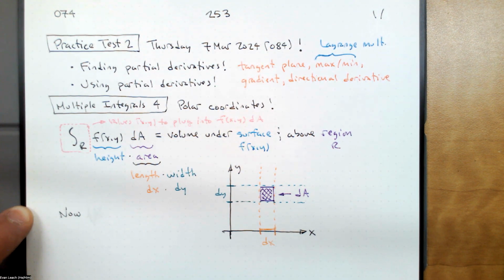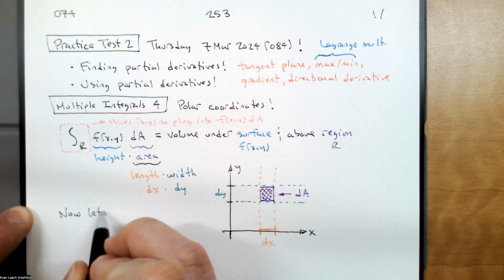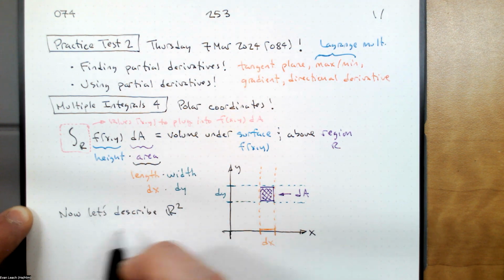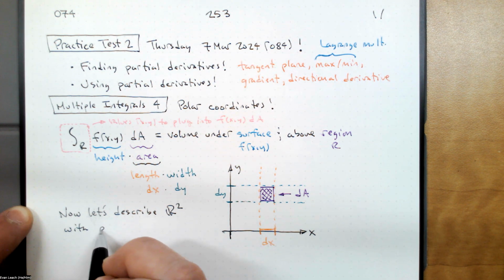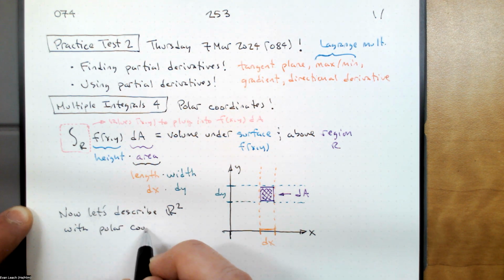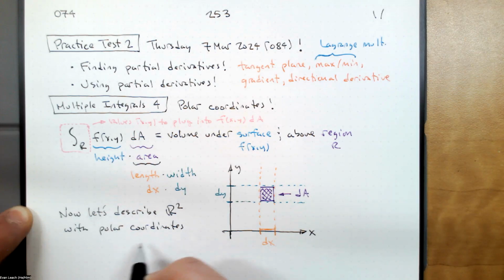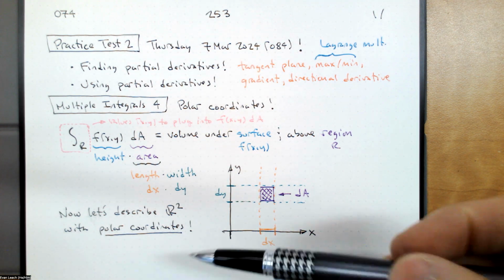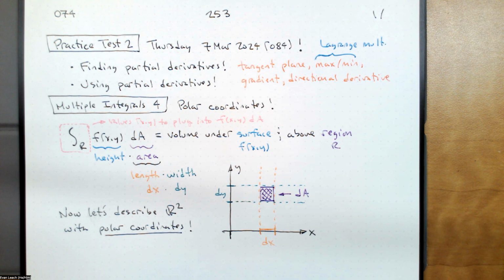So now let's describe R2 with polar coordinates. Apparently, I'm shouting everything today. So either that or I'm just factorial things today. Probably a too much coffee problem.